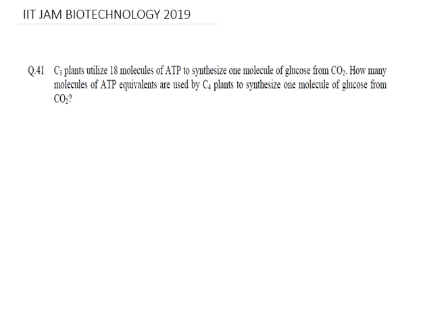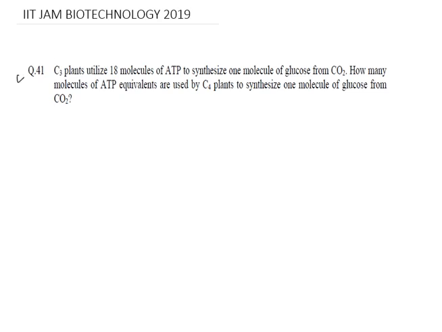Hello, today we are going to solve one question from IIT JAM Biotechnology 2019. As we know that JAM is one of the most important examinations in our country for those students who want to join IITs to pursue their master's degree courses.